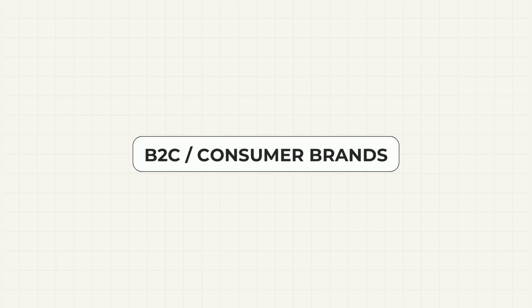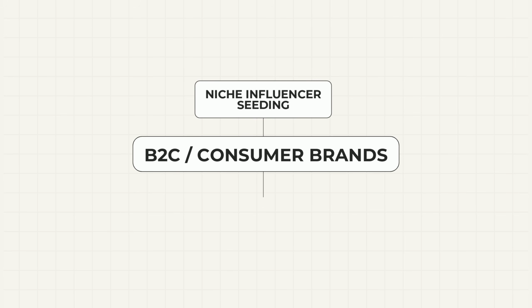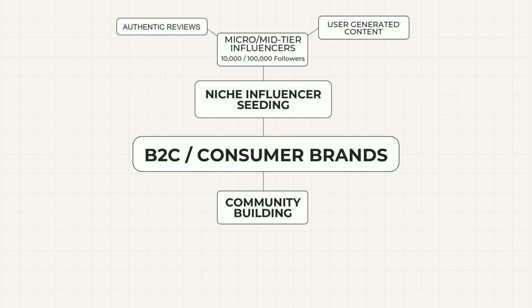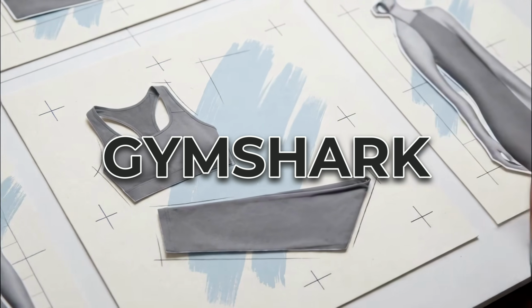For B2C brands or consumer-centric brands, the core strategy is niche influencer seeding and community building. Partner with micro and mid-tier creators and influencers with 10,000 to 100,000 followers in your specific niche to generate authentic reviews and user-generated content across different platforms. Another incredibly powerful strategy is building a presence on Reddit and niche forums. You don't want to spam, but you want to encourage your early customers to share their genuine experiences in relevant subreddits.